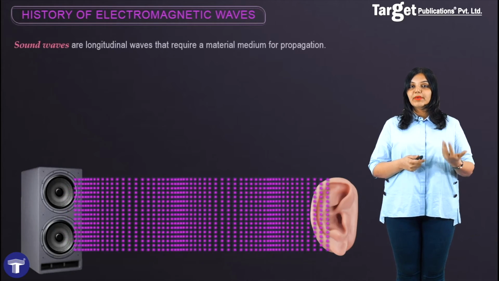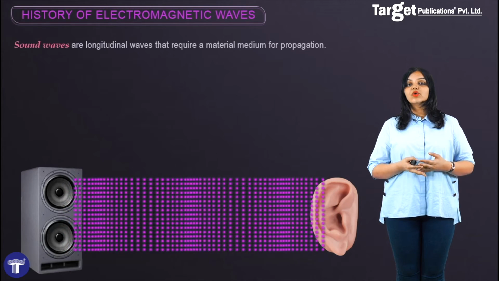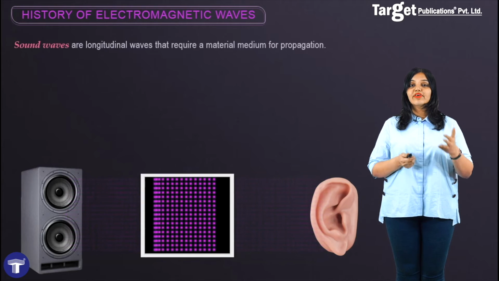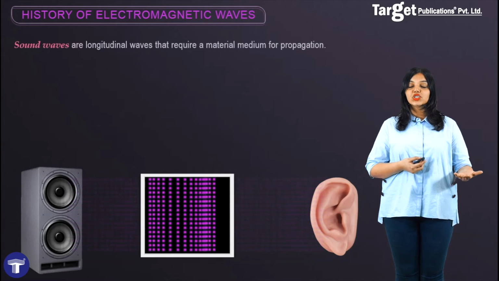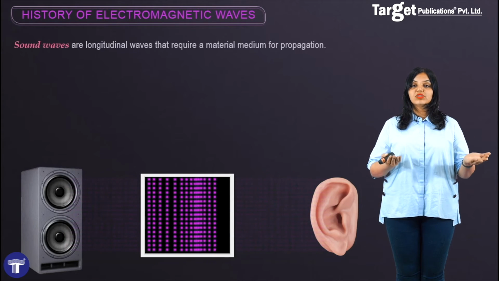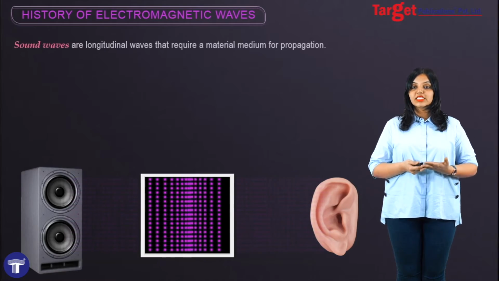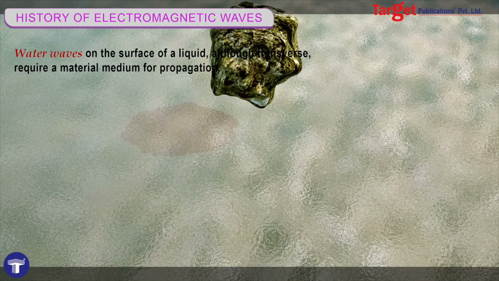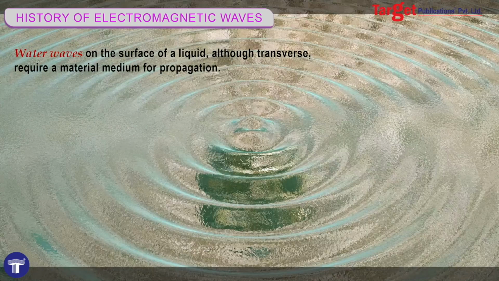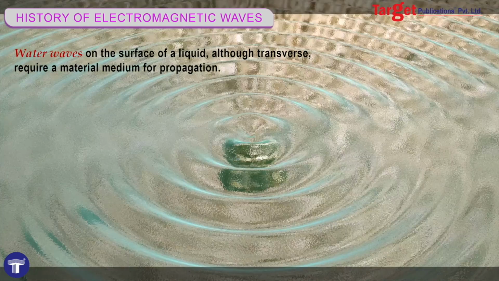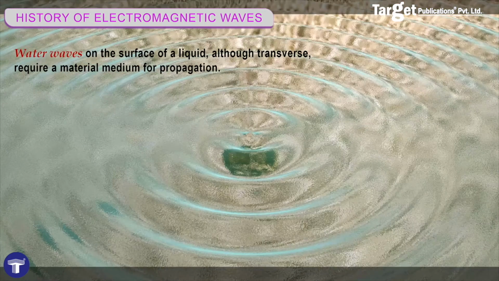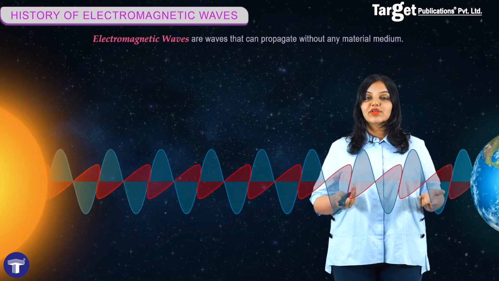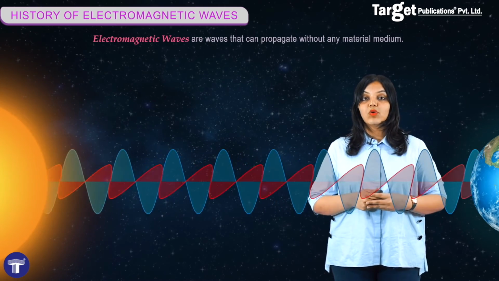This was a very big thing because up until then the only waves that were known were waves like sound waves, which were longitudinal and required a material medium for propagation. We know that sound travels because of vibrations of the material particles. Similarly, the other waves known were, for example, water waves, which were transverse waves, but they were created on the surface of water and also again required a material medium for propagation. Maxwell said that electromagnetic waves do not require any material medium for propagation, and this was a huge thing.